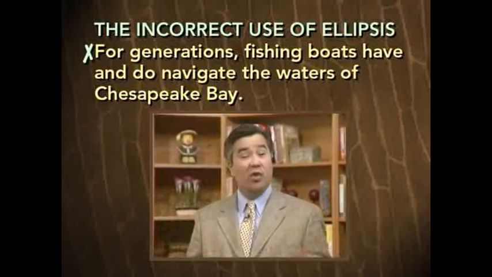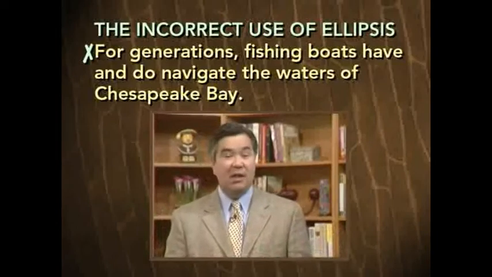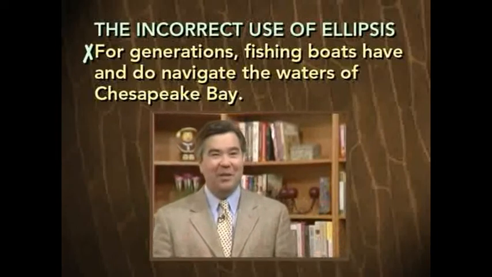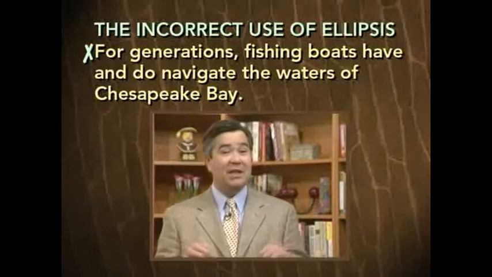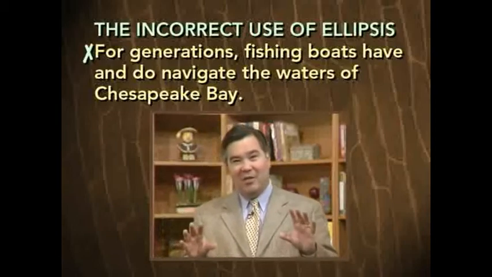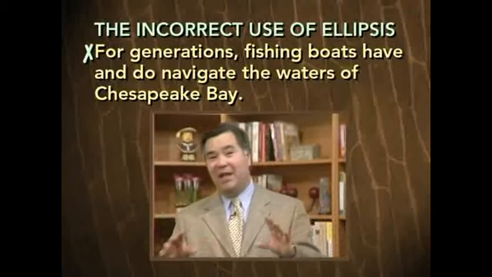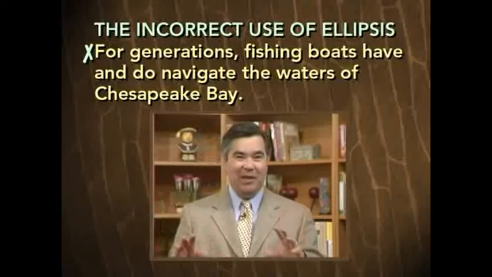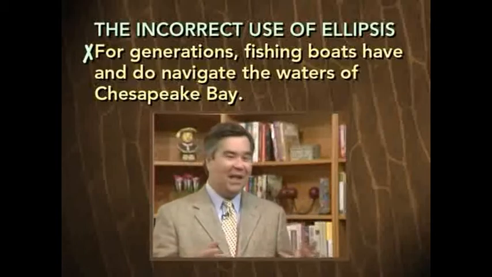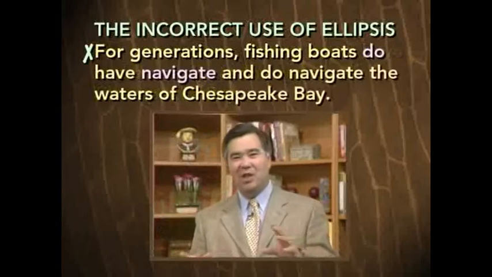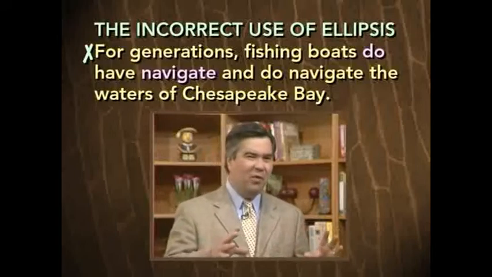Instead, however, the author is trying to use ellipsis to make the sentence shorter by leaving out the repeated words. However, does he pass the test of correct ellipsis? To test that, we have to plug in the same words that have been omitted and make sure that the sentence makes sense. Now, in the second clause here, we are told fishing boats do navigate the waters of Chesapeake Bay. That's the complete clause. When we try to insert the same words into the first half, suddenly the sentence doesn't really work. For generations, fishing boats have navigate or do have navigate.